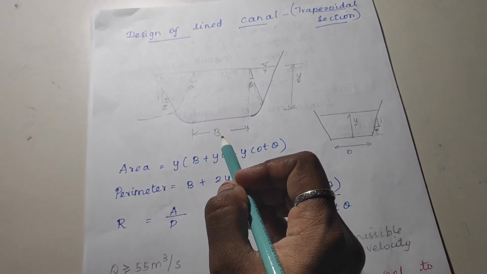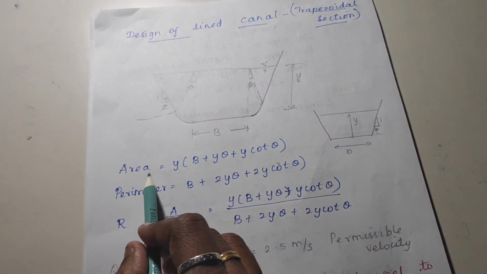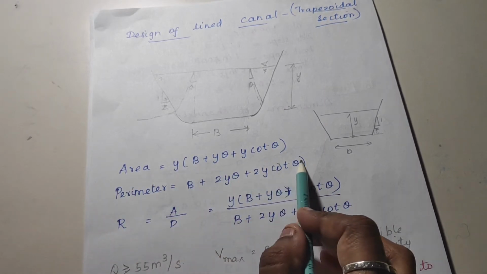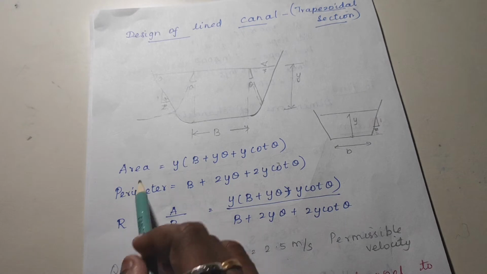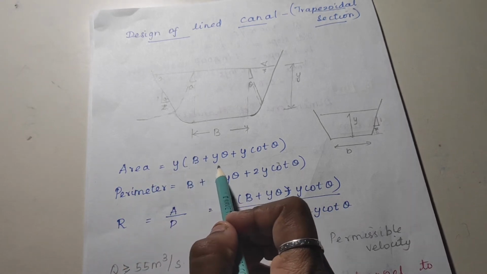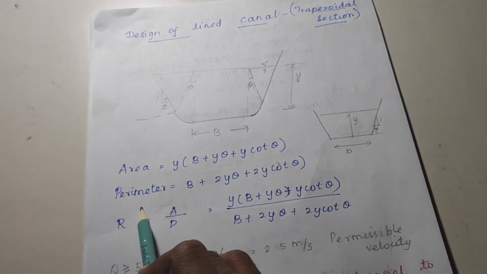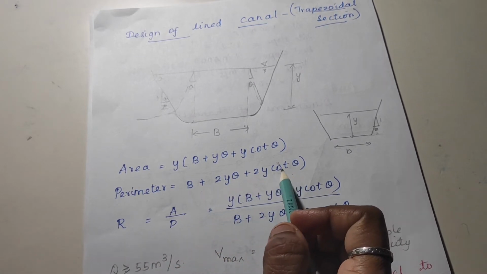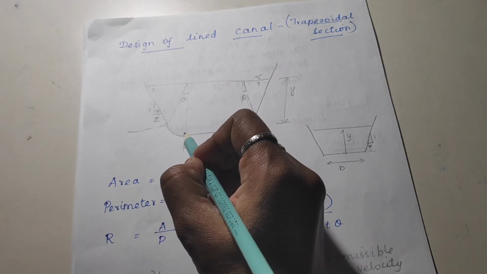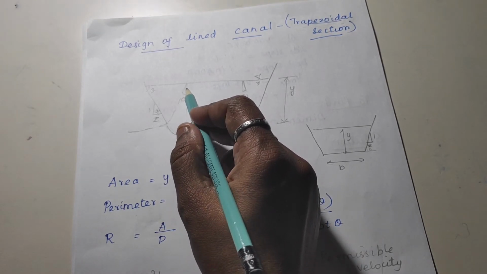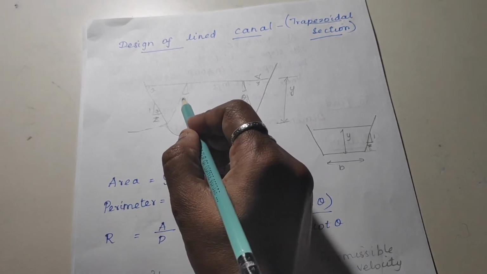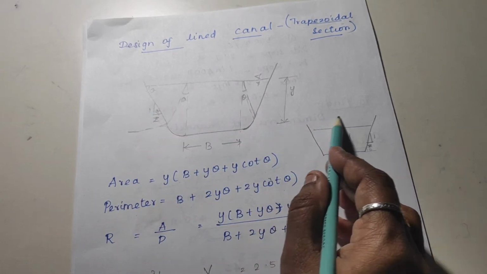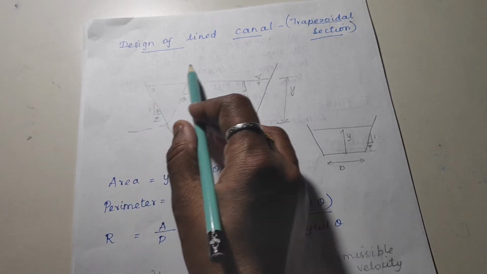What is the main difference here is the area. The formula for finding the area will be like this and the perimeter will be like this. Area is y into b plus y theta plus y cot theta. Perimeter is b plus 2y theta plus 2y cot theta. Here this angle will be theta. This theta and this theta will be same. That is the only difference between the normal trapezoidal section and the lined canal section.